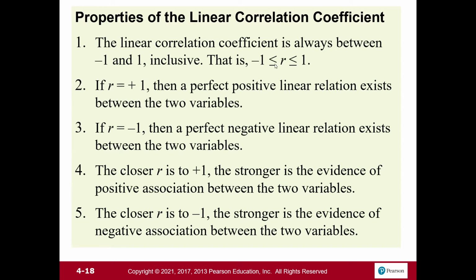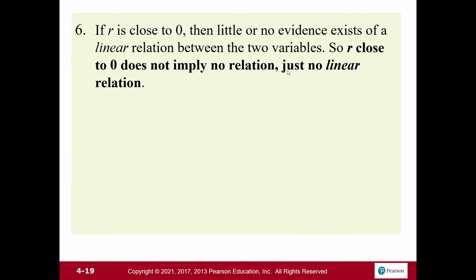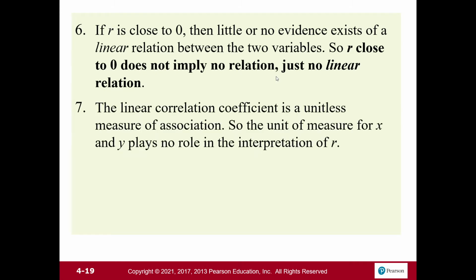Now, when you have 0 or anything close to 0, this lets us know we're dealing with more of a cloud type of formation. Little or no evidence exists of a linear relationship between the two variables. And also, whether r is positive or negative matters. If r is negative, that lets us know we're dealing with a negative correlation. If r is positive, we're dealing with a positive association. That's how you interpret r. This does need to be studied.